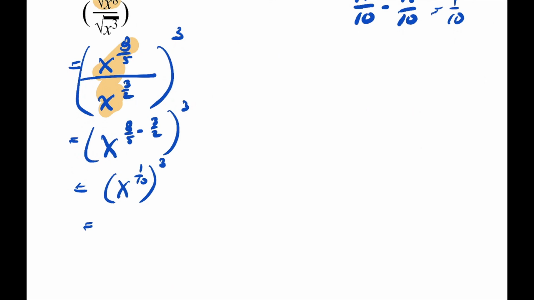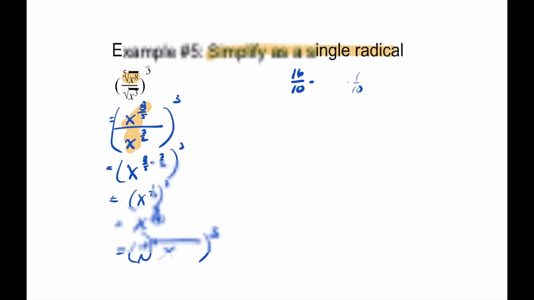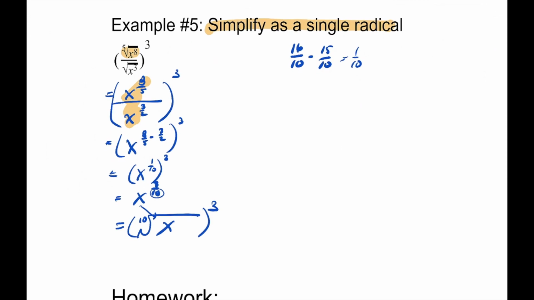So this is the same thing as, well, I could almost convert this to a radical right away. But I'm just going to go back to what I just said and have it as one single rational exponent. So there's going to be x to the power of 3 over 10. And how do I rewrite that as a radical? Well, again, my radicand is the base. The denominator is my index, so that's 10. And then this is all to the power of 3. Okay, so that's how we can answer that question as simplifying to a single radical.